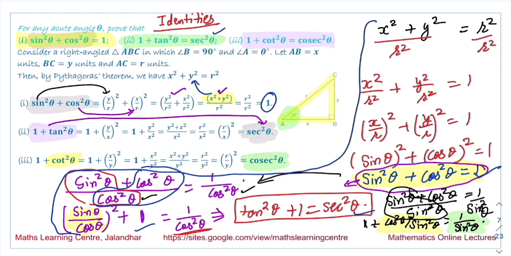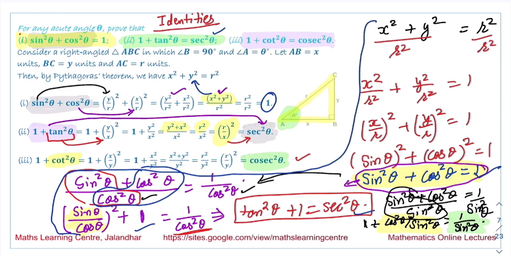In place of tan theta we write y over x whole square. When we take the LCM, in the numerator we get x square plus y square, and that value is r square. It becomes r by x whole square, and this value is secant square theta. So similarly we can prove the third one.